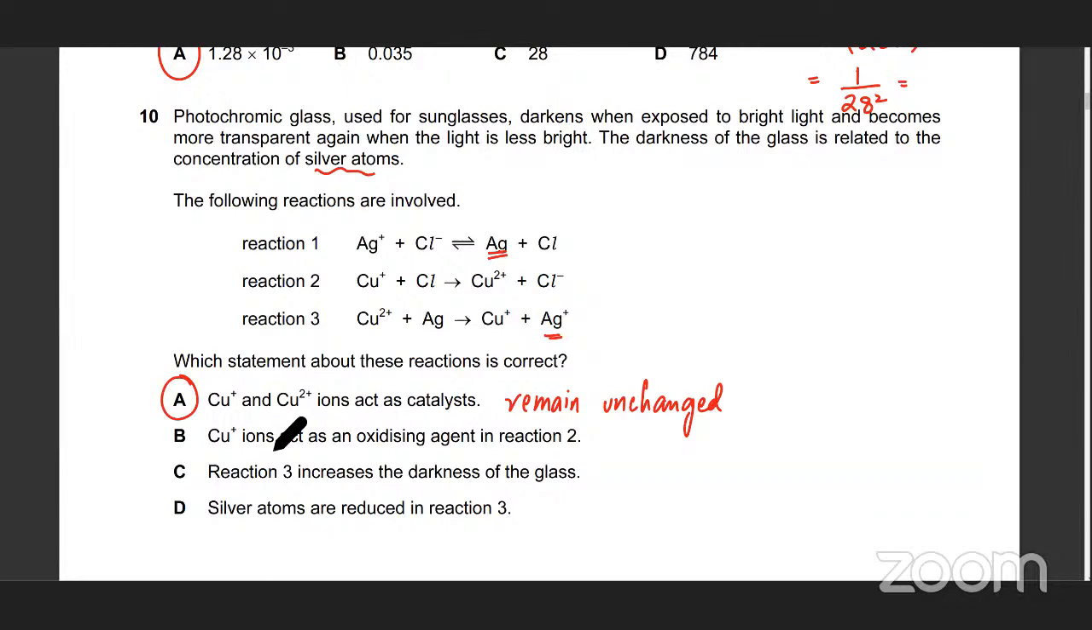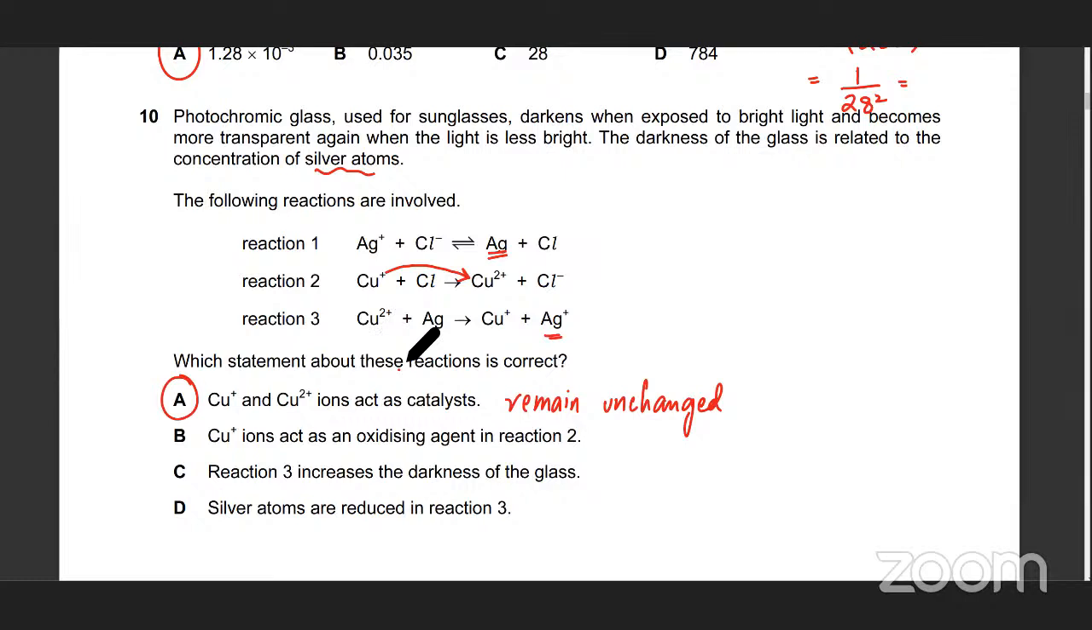We can go through all the other ones as well. The other one says copper plus 1 is acting as an oxidizing agent in the reaction. Copper plus 1 is getting oxidized in reaction number 2. So that one is wrong, because if it's getting oxidized, it's acting as the reducing agent, not as the oxidizing agent. Look at reaction number 3, which says it increases the darkness of the glass.